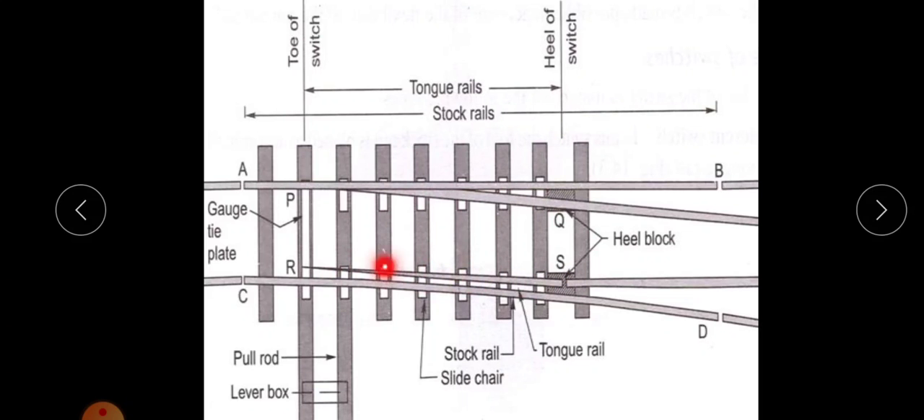From this figure it is clear that the tongue rail is machined to a very thin section compared to our stock rail. At this point it is very thin. It is machined to a very thin section in order to have a fit against the stock rail, and the tapered end of the tongue rail is called the toe. The thicker end is known as the heel. So this is the heel and this is the toe of a tongue rail.